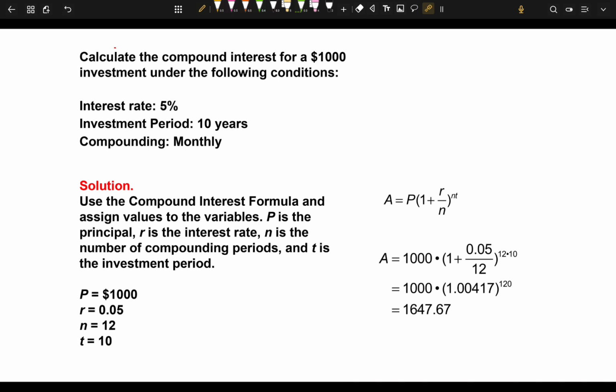So, getting the future value or future amount, substitute lang po natin sa ganitong formula. So, we have 1,000 multiplied by 1 plus 0.05 all over 12, raised to 12 times 10. Therefore, our answer, getting our calculator para ma-double check natin kung tama po yung ating answer. So, 1 plus 0.05 all over 12 raised to 12 times 10. Therefore, our answer is 1,647.009.